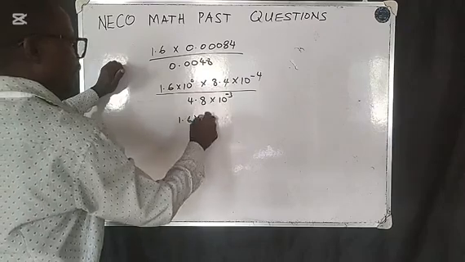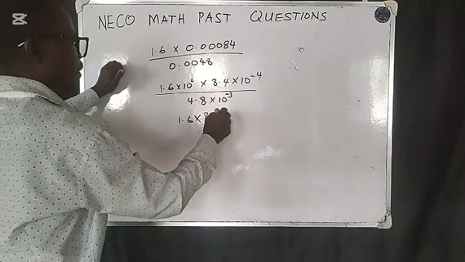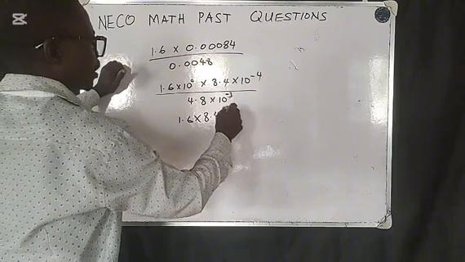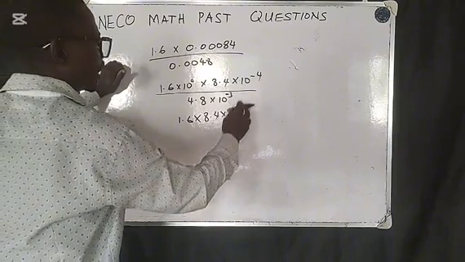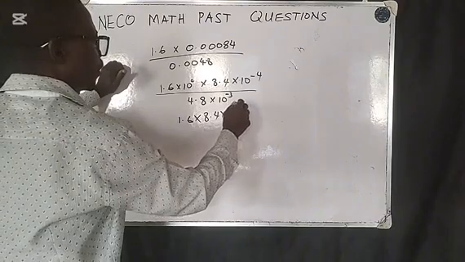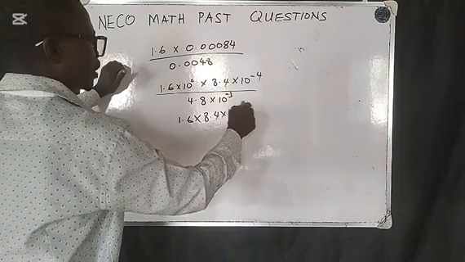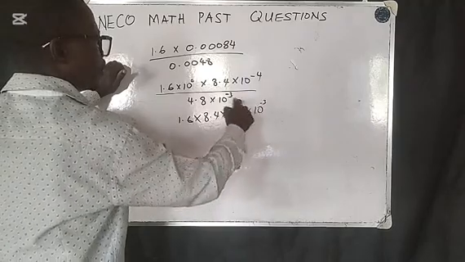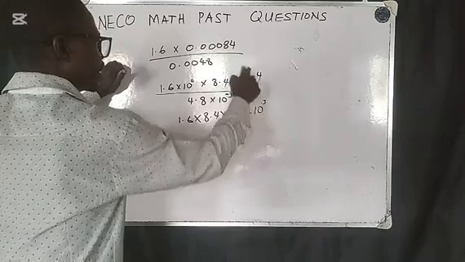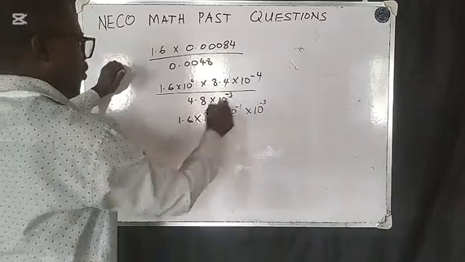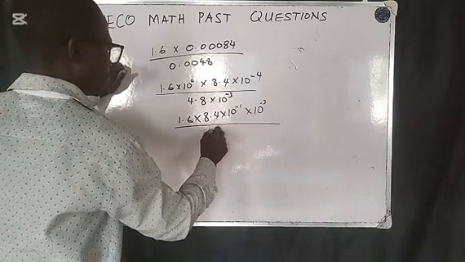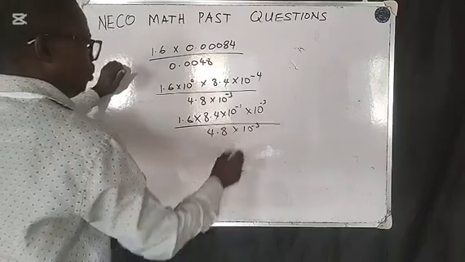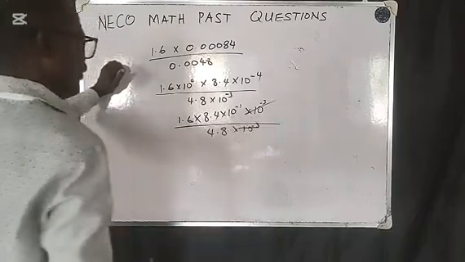We have 8.4 times 10 raised to the power of negative 4, which can be expressed this way. 10 raised to the power of negative 1, times 10 raised to the power of what again? 10 raised to the power of 3. When you add these two, you get 4. Because I want to use this one to cancel this one. So we now have 4.8 times 10 raised to the power of negative 3.